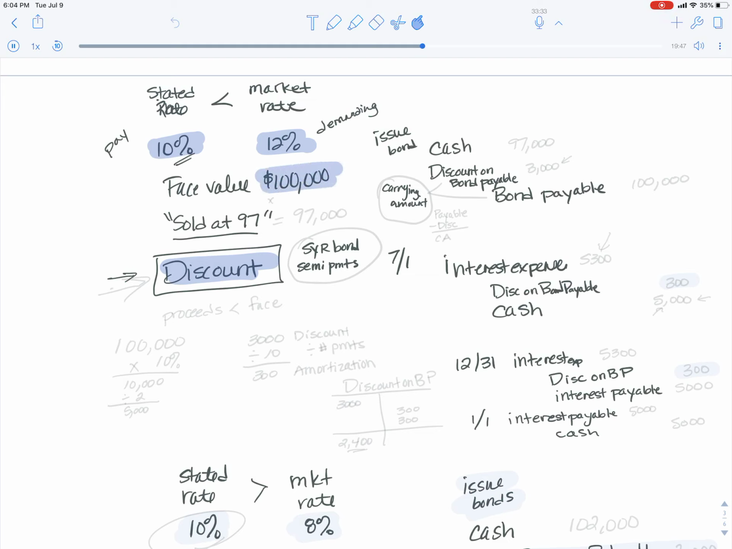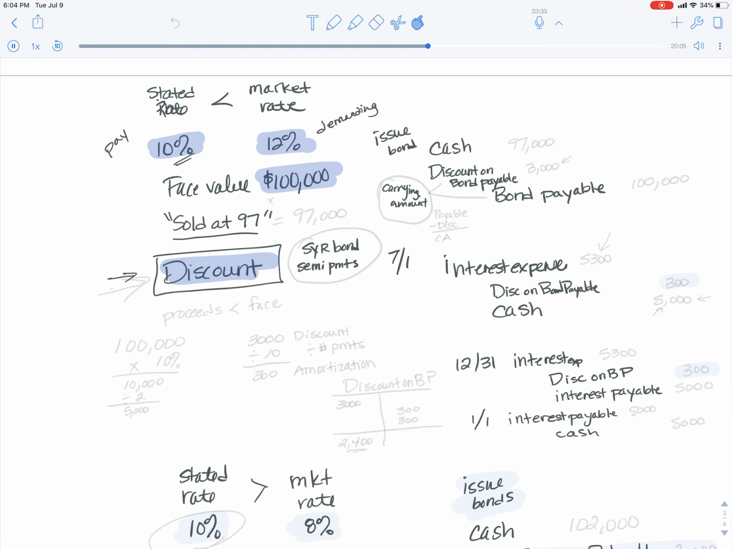The face value of the bond is still $100,000, which means that we are still going to pay back our bondholders the entire $100,000, but we're only going to make them pay us up front proceeds that are less than face value.